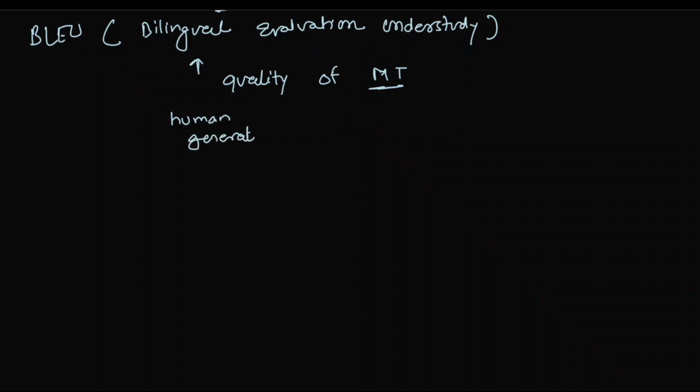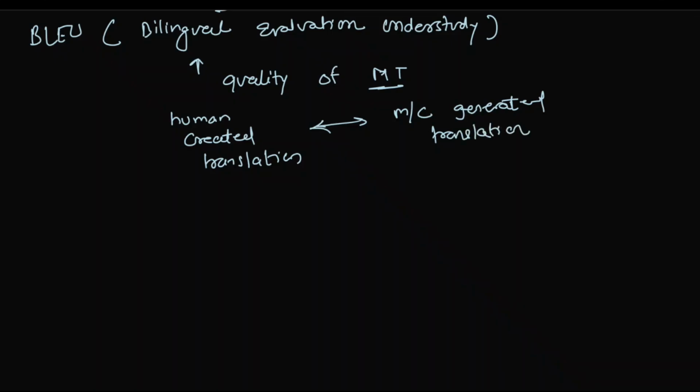created translation and the machine-generated translation. Based on this comparison it provides the score. So this is how the BLEU score works. I'm not going in depth, I'll create a separate video for that, but this is the context about BLEU. Now we have finished with model building and model evaluation.